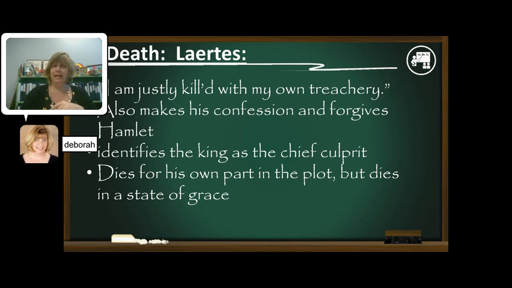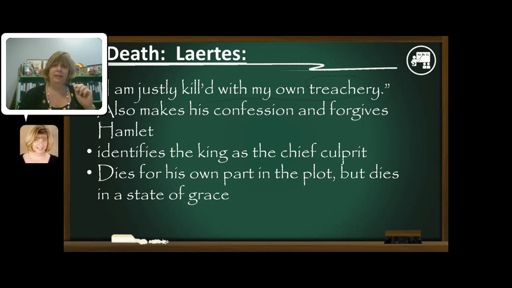So the fourth death in the play is Laertes, and as he even says, I am justly killed with my own treachery. He also is able to make a confession. He says, I'm guilty of this, and forgives Hamlet before he dies. And he's the one that's able to identify and say, the king's to blame, the king is the chief culprit.